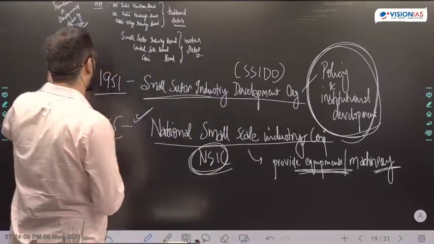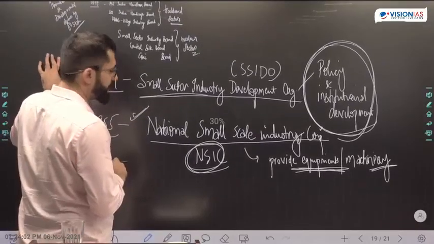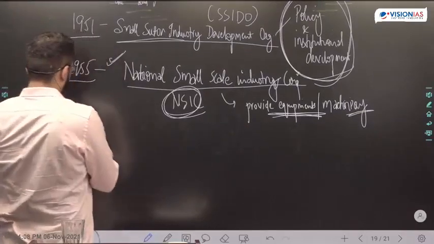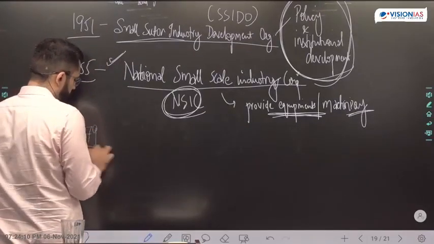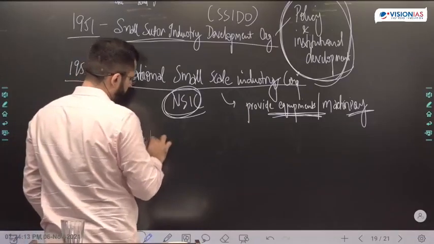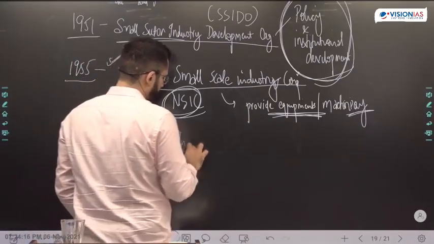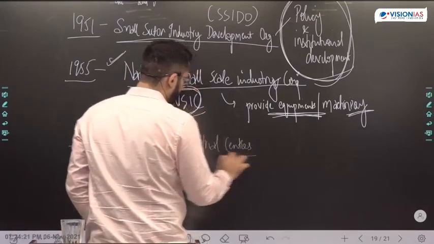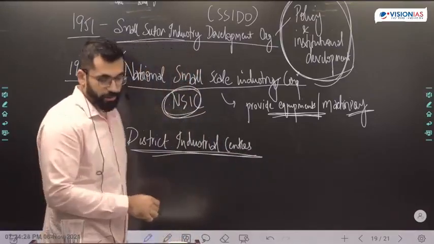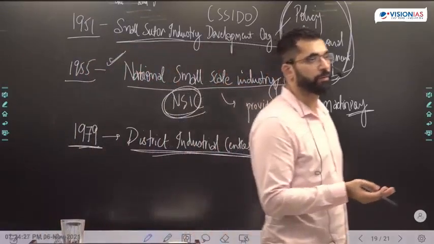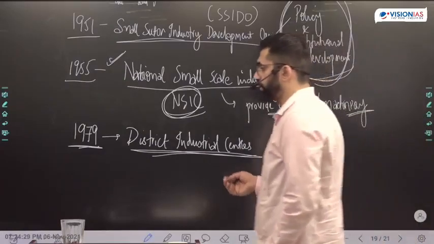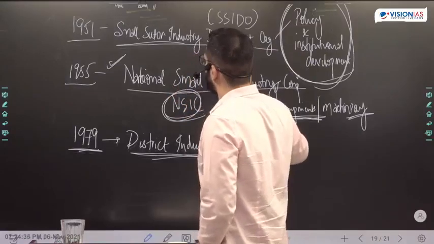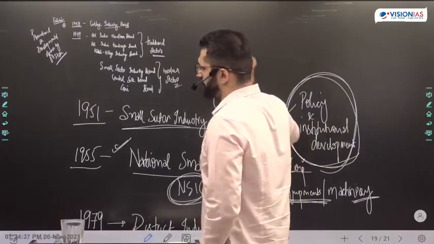Another major development here was 1979, the district industrial centers. The district industrial centers, this was a very important development. These industrial centers were a one-stop solution for getting all the benefits for the small sector. Credit, raw material, marketing, branding, everything. Yeah, I will give you time to write. Okay, do you need time to write the old one? This one.